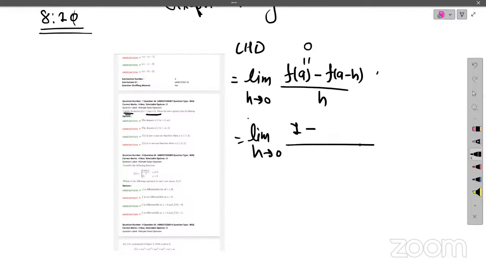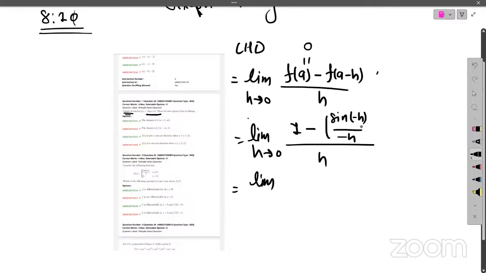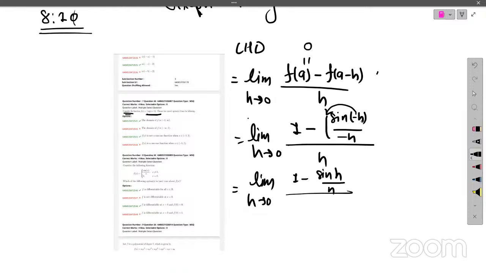So it will be 1 minus f of 0 minus h, that means f of minus h. And whenever x is not equal to 0, we have to adopt this expression, which is equal to sine of minus h upon minus h, and then h. So this will be the same as limit h going to 0. Sine of minus theta becomes minus of sine theta, so this minus will jump here, and the minus will get cancelled out. So ultimately it will become 1 minus sine of h upon h, and upon h.